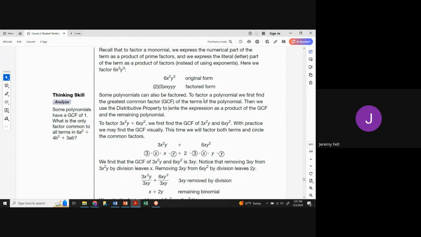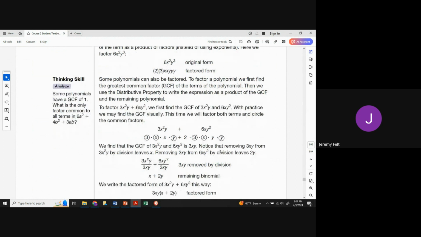Looking for the greatest common factor of the polynomials. We have 3x squared y. We first find the greatest common factor. We have 3x squared y, 6x squared y. So we get 3x times y plus 2 times 3 times x times y times y.